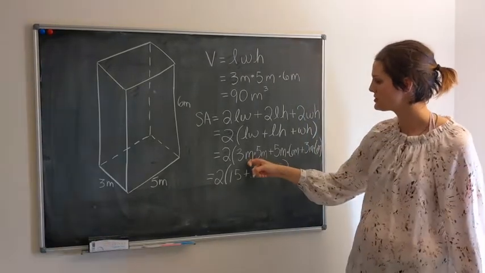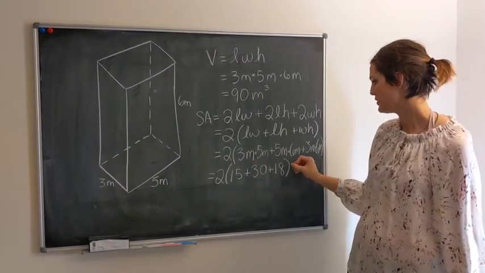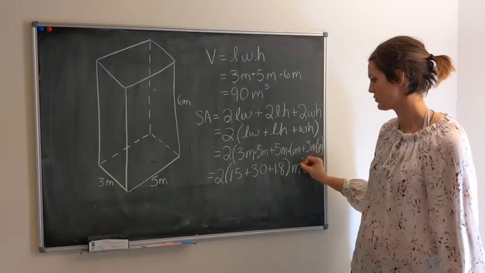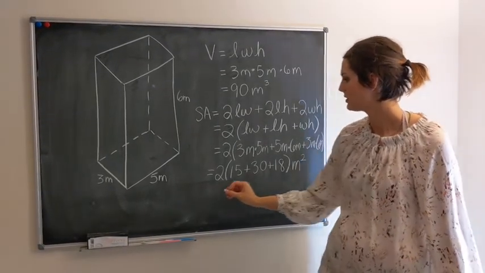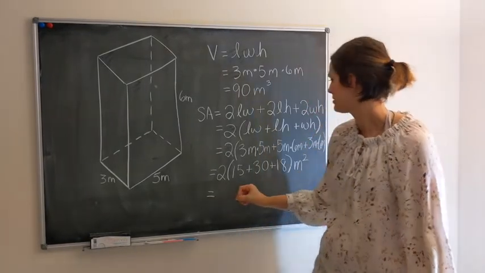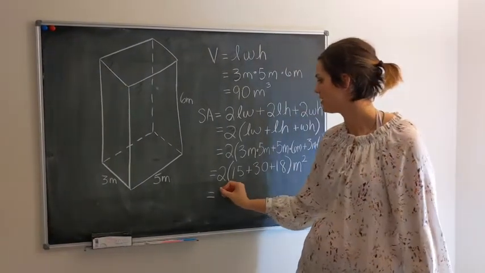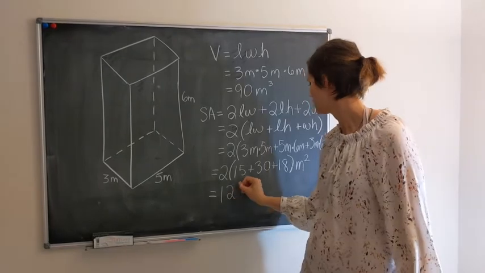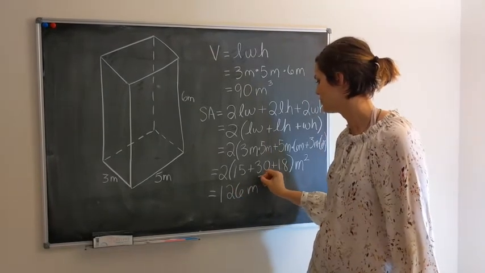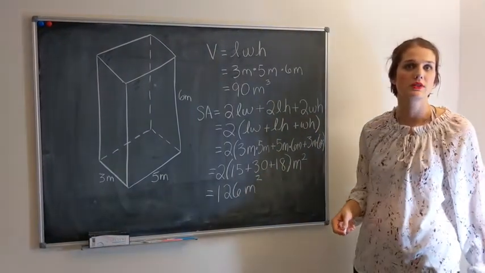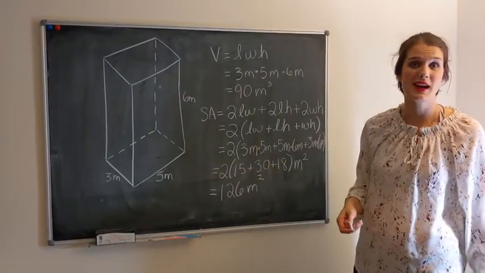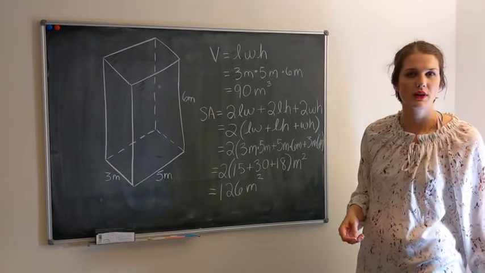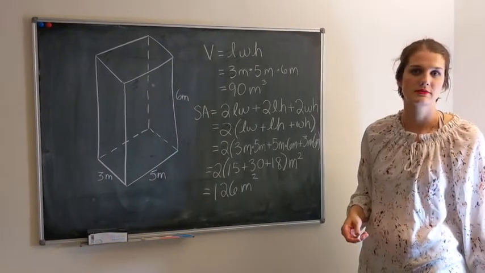And each of these pieces have units of meters times meters, or meters squared. So this gives us 2 times 63, or 126 square meters for our surface area. So hopefully that's what you got as well. If it's not, go back through your work and see if you can find your mistake.